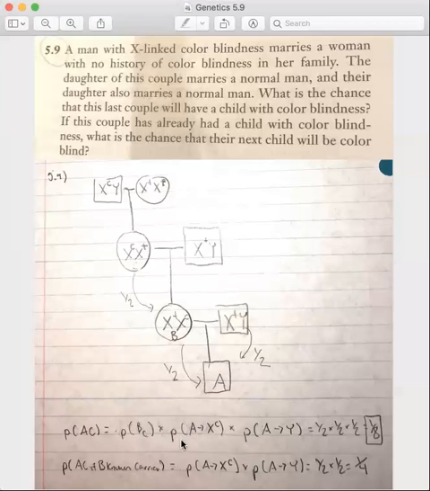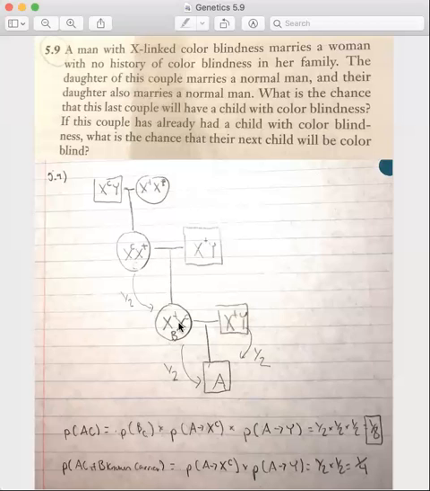Okay, so here we're just going to label this individual A, this individual B. So the probability that A is colorblind is the probability that B is a carrier. That has to happen. The other thing that has to happen is that carrier has to pass down the mutant colorblind allele to the offspring, and then the father also has to pass along the Y chromosome. So there's three events that have to happen for that individual to be colorblind.